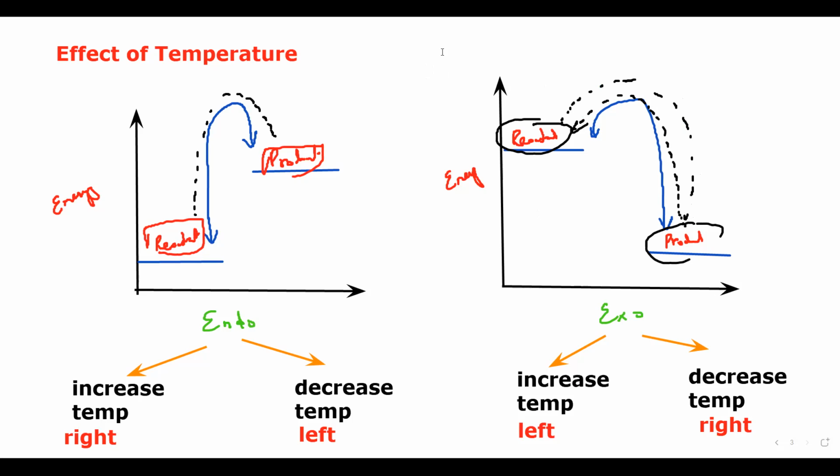If the forward reaction is endothermic, an increase in temperature shifts the equilibrium towards the right hand side, and if you decrease the temperature, it will shift towards the left. And the opposite will happen for exothermic. If you increase the temperature, it will shift towards the left hand side, and a decrease in temperature will shift the equilibrium towards the right hand side. Is this part clear? The effect of temperature on the position of equilibrium.